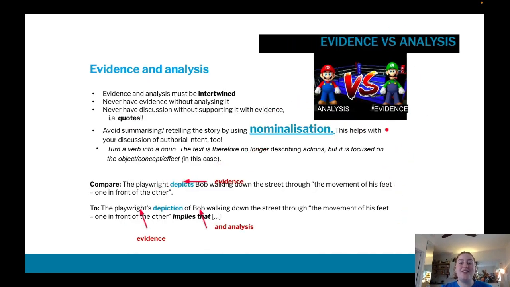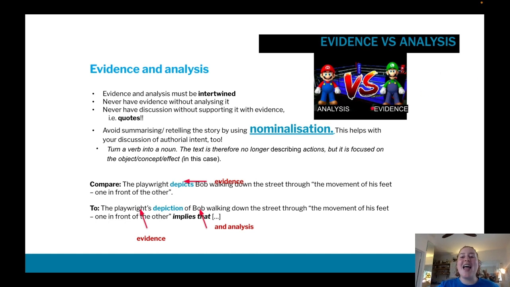Let's talk about evidence versus analysis. So Mario versus Luigi in the ring. Are Mario and Luigi ever separated? No. Aside from, I think Luigi has a game. But I'm a bit out of the Mario Kart world at the minute, because my cousin, who's younger than me, is beating me, and it's a lot for my ego to take.